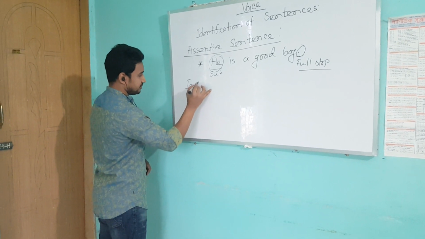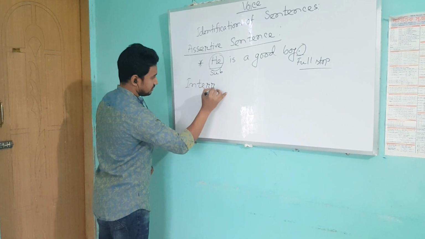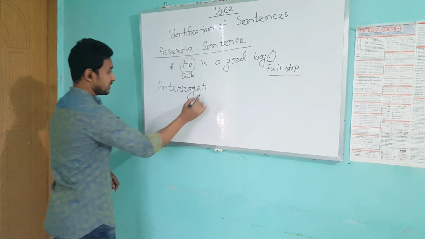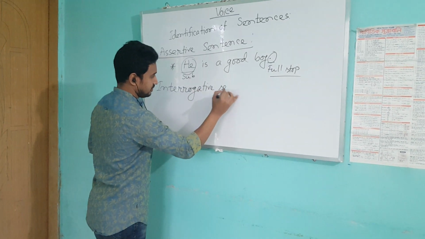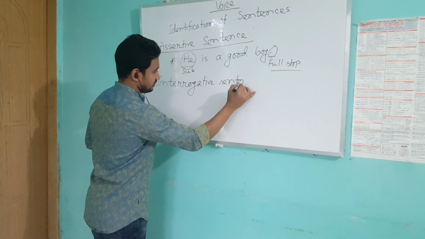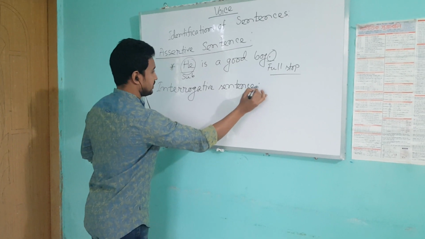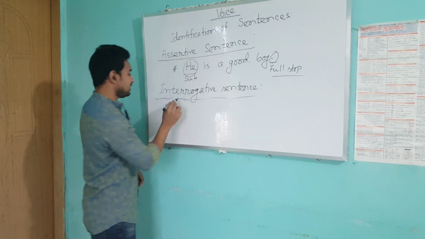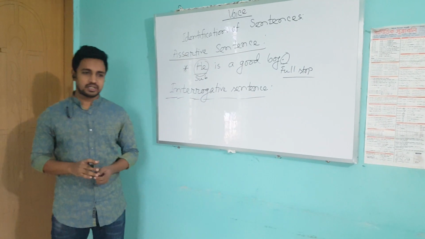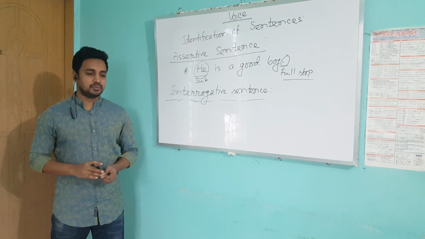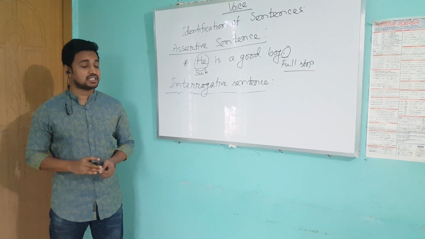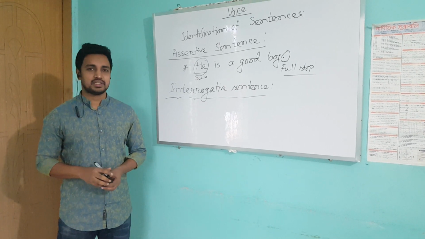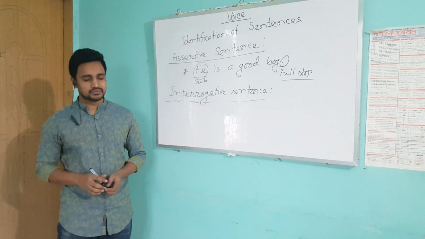Interrogative sentence. We all know that, but I think it's very easy. If we have a question mark at the end of the sentence, it's clear that it's an example of an interrogative sentence, but it's not enough actually.